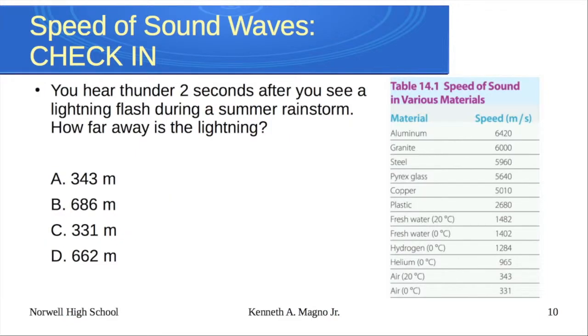So now you hear thunder 2 seconds after you hear the lightning flash, okay? Because the lightning is almost instantaneous. It's traveling at 3 times 10 to the 8th meters per second. During the summer rainstorm, how far away is that lightning? Well, generally in the summer, it's warmer, so we go with 343 for the speed of sound in air. But if it's 2 seconds, it'd be 343 times 2, which would give you 686.